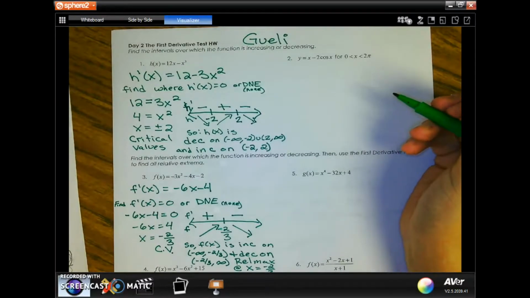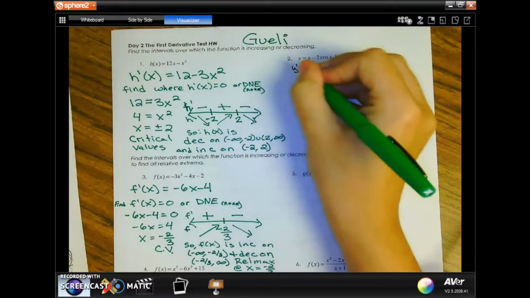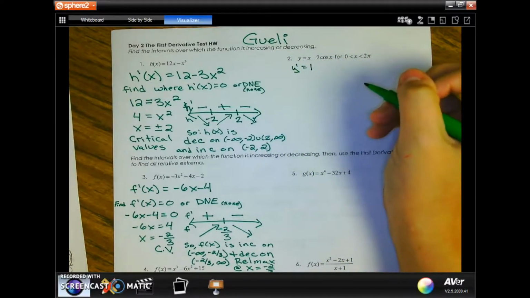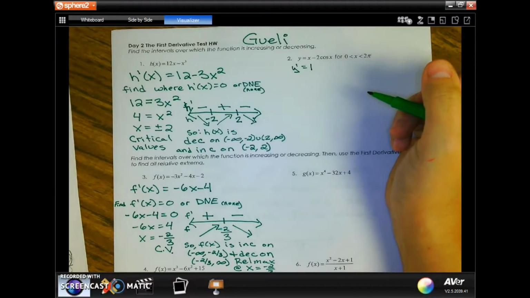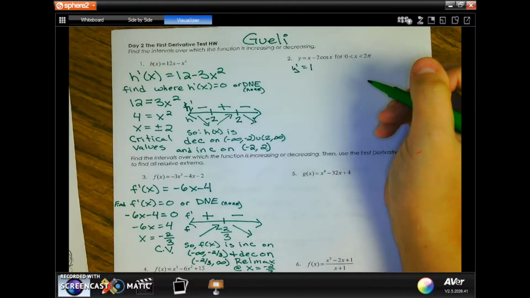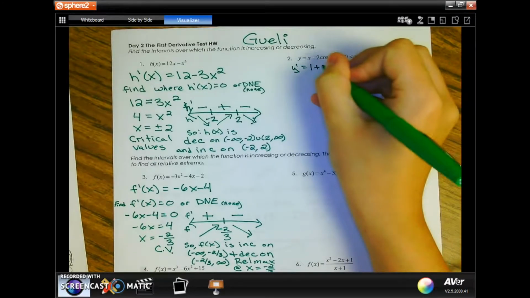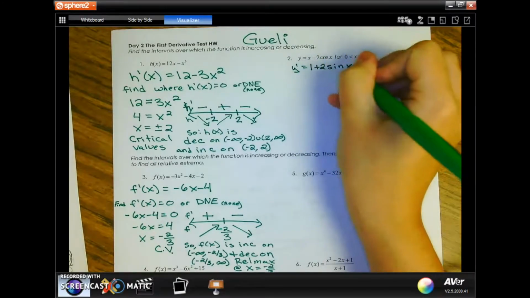That's a big clue that I want to use my first derivative test. So I go ahead and take the derivative here. The derivative of x is 1. Now the derivative of negative 2 cosine is going to be positive, because the derivative of cosine is negative sine, so you get that double negative and get a positive 2 sine x.